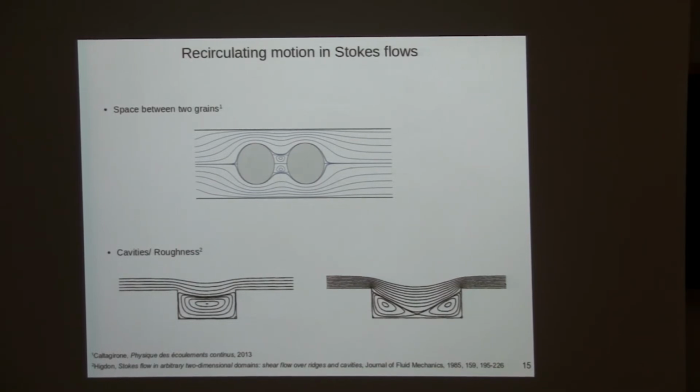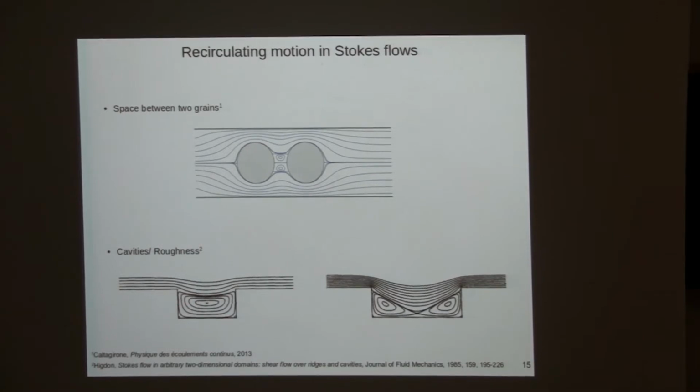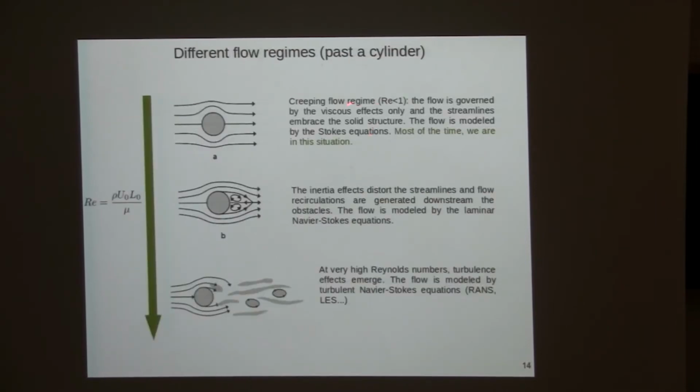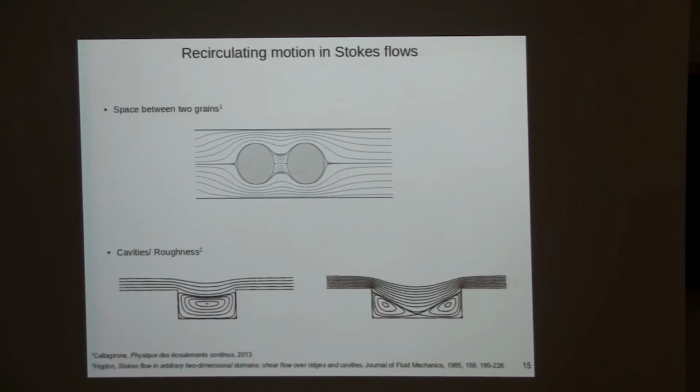Second configuration, you have the surface of your porous media, and you have a cavity or some roughness. Because of this cavity and roughness, you will also have a recirculation, even though you work in Stokes flow. So when I'm saying that the streamlines follow the solid obstacles, it only works if you have only one obstacle in the middle of an infinite domain. In porous media it's different. In Stokes flow you can have some recirculation motion.